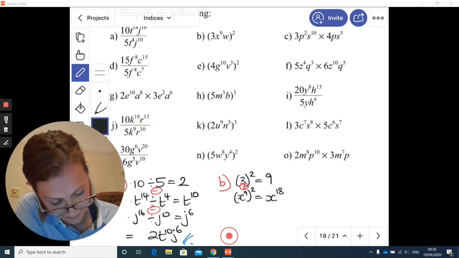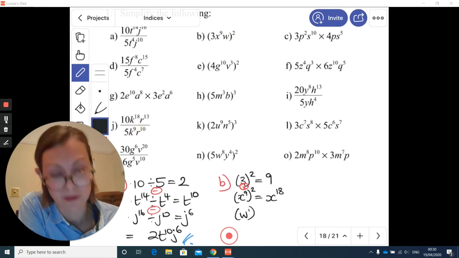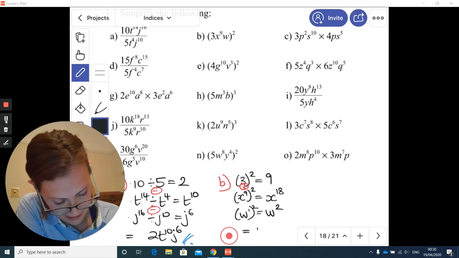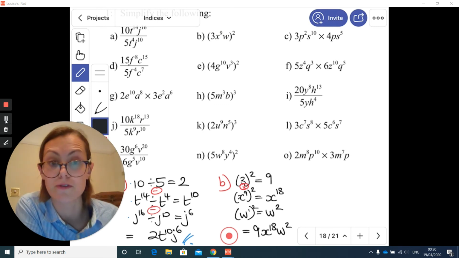And then finally, you've got w on it, which is the same as w to the power 1 to the power 2, which becomes w to the power 2. So the answer here is 9 x to the 18 w to the power 2.